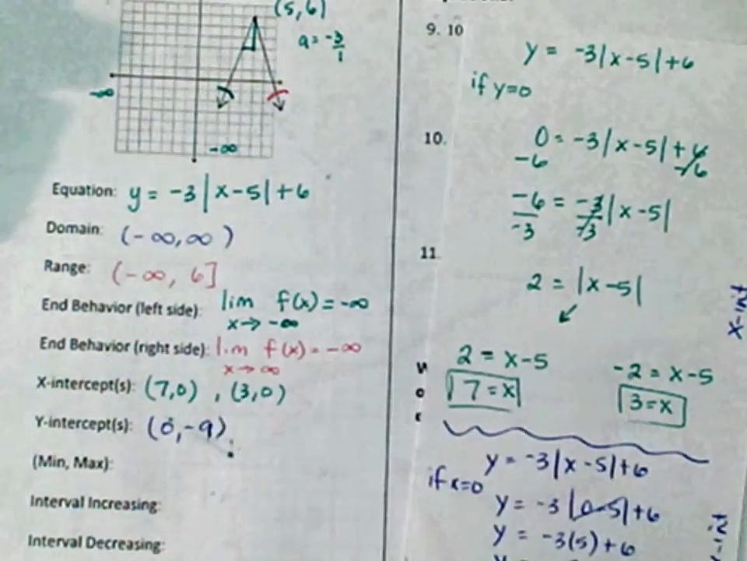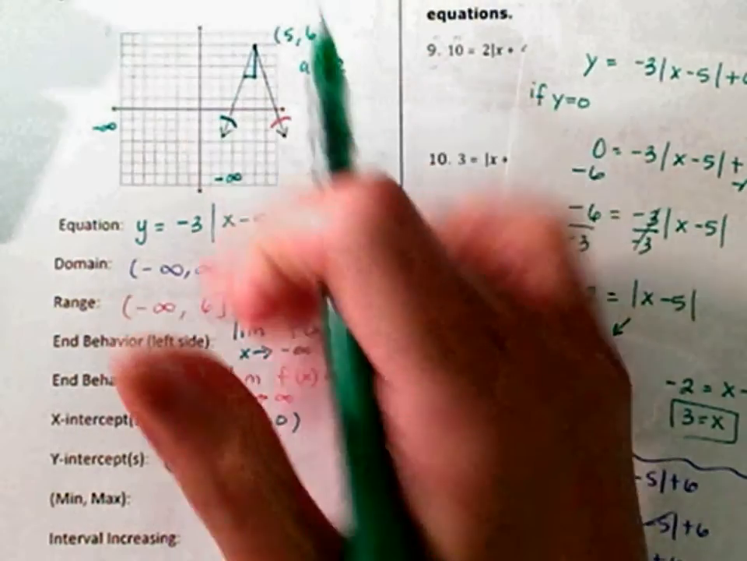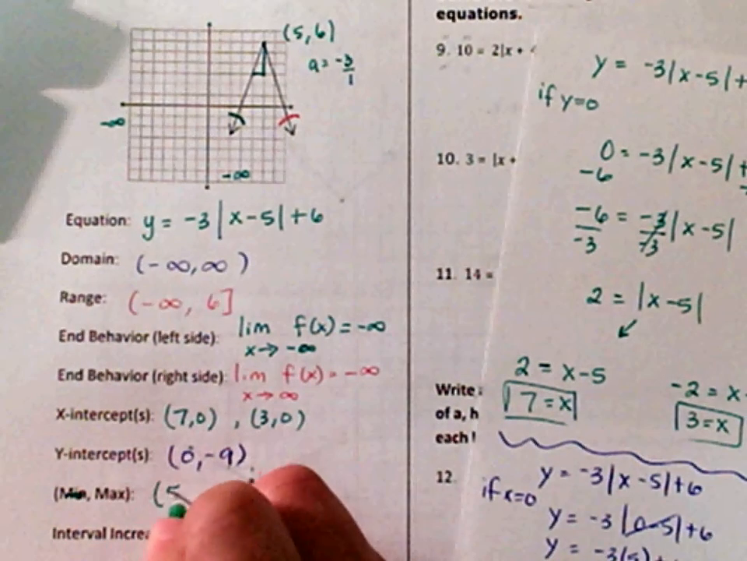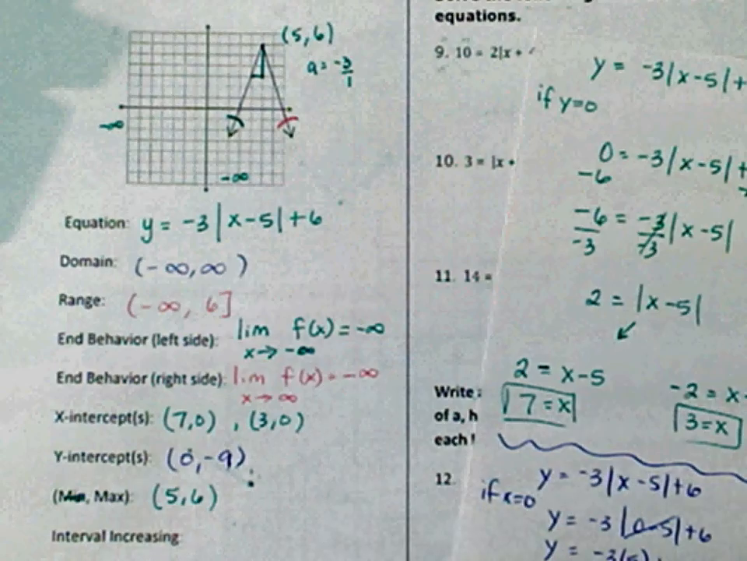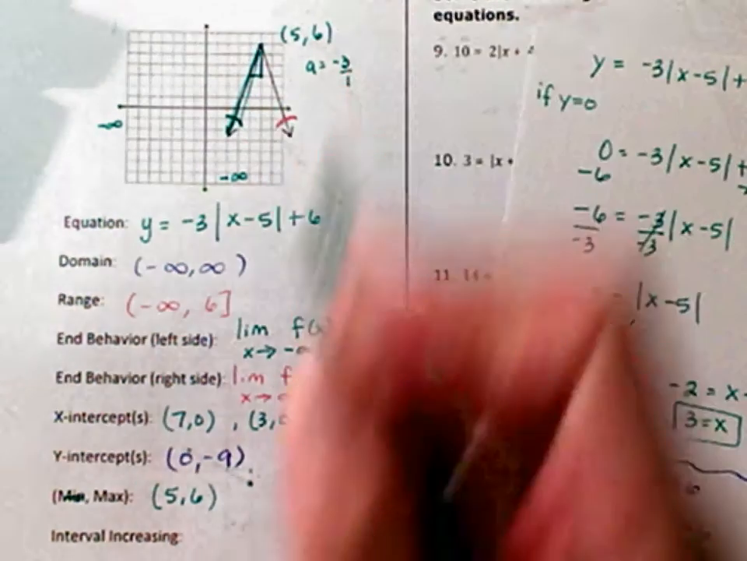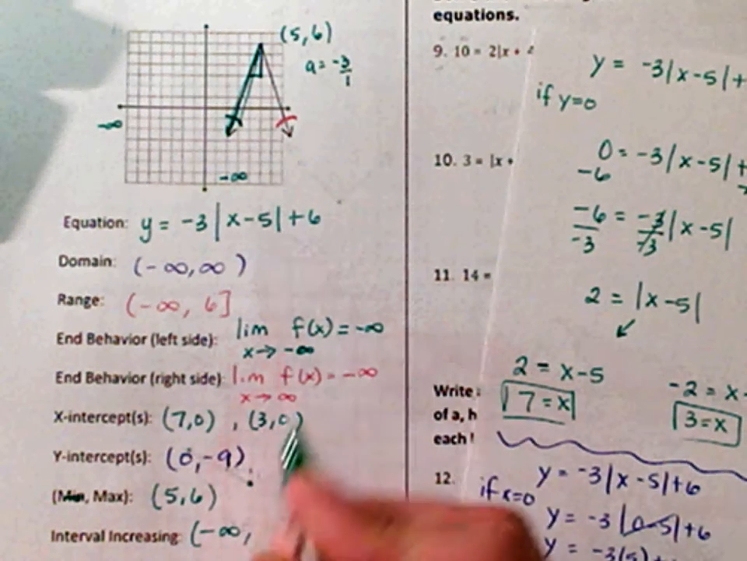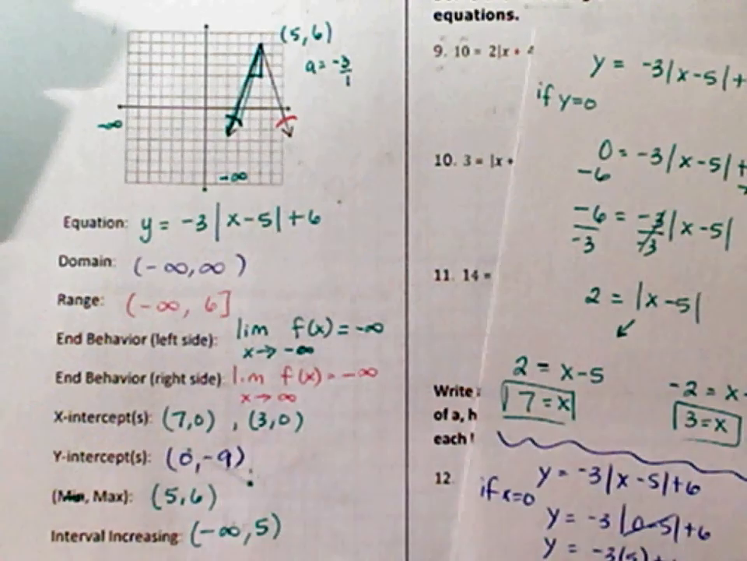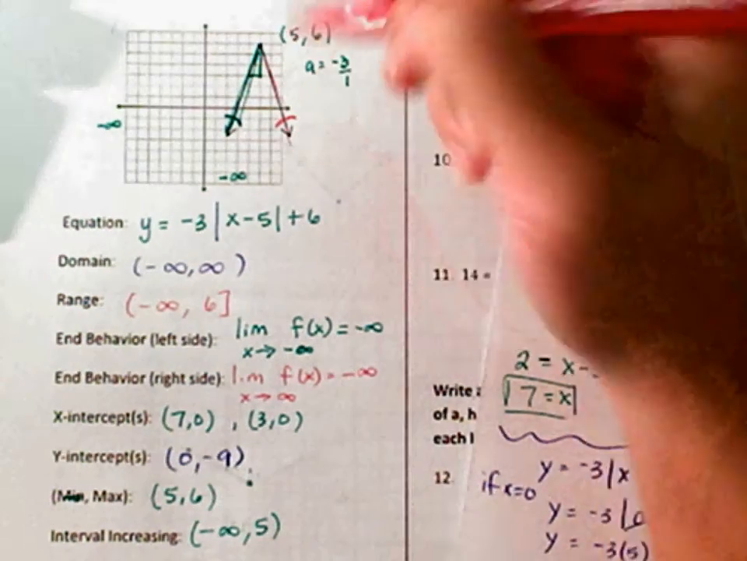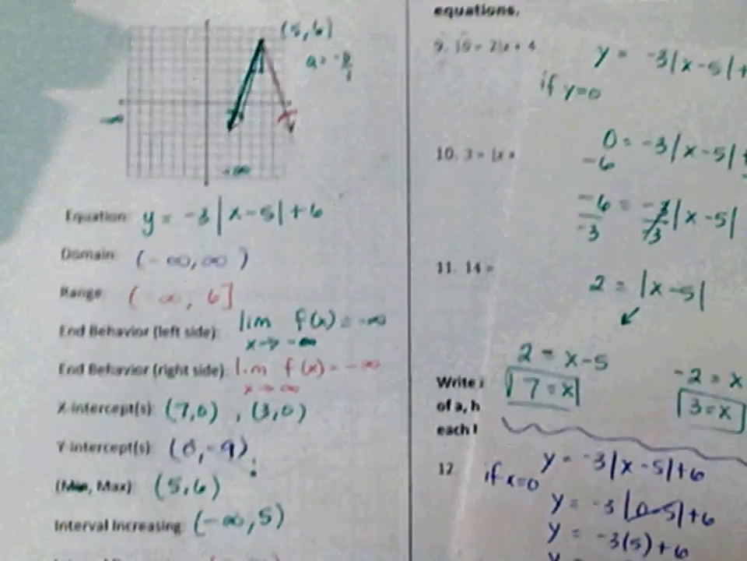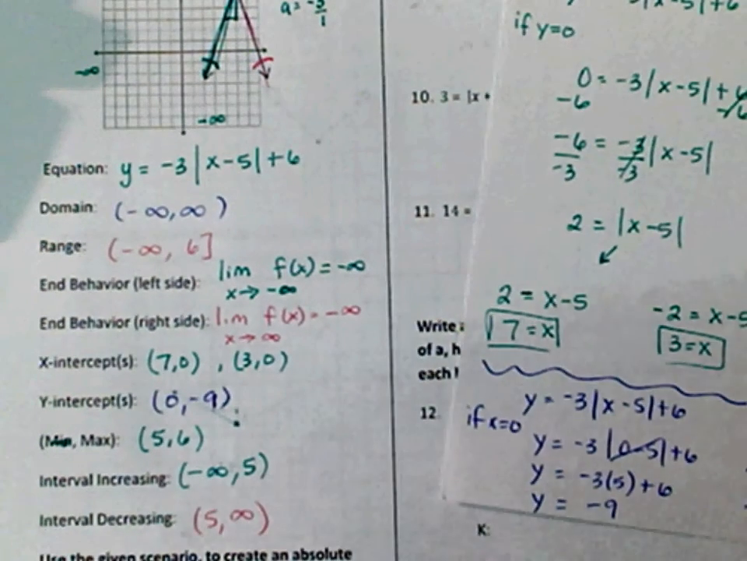Your minimum and your maximum. If you look at this graph, your minimum continues on forever, but we do have a maximum. The maximum is at (5, 6). Interval increasing. Where do you see increase? I see an increase right here. You're starting off at negative infinity and you stop at 5. Decreasing goes from here to here. You're starting at 5 and you'll continue on to positive infinity. Oh, my apologies. So there you have number 6.